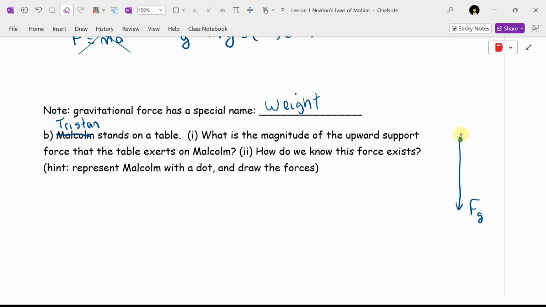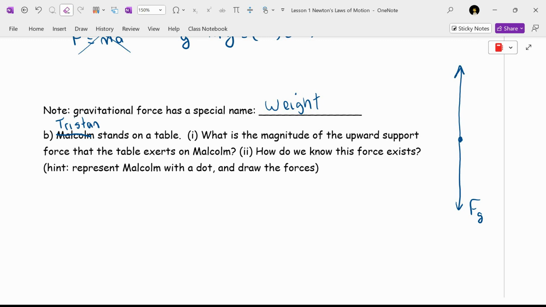So I know there's an arrow pointing up. Draw it the same size as the one pointing down. Something's pushing up. What force is pushing him up? Balanced. Now, Tristan doesn't notice it right now.